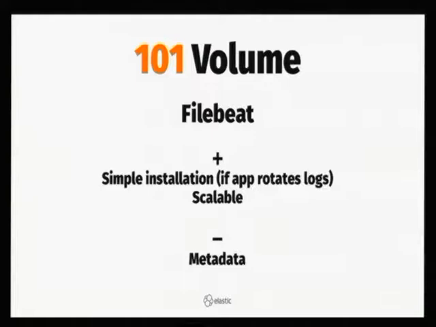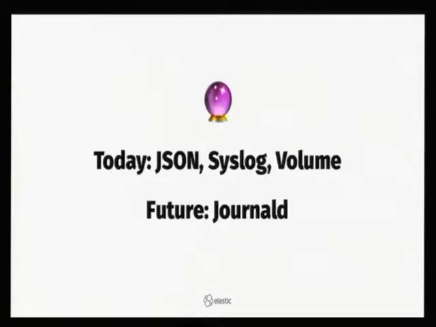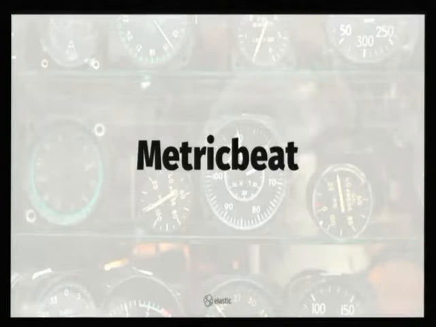And finally, luckily 101 was only binary, is you just mount a volume. If your application logs to something, you write to that mounted volume and have FileBeat collect the whole thing. Major downside is you're losing metadata. So today, the best option is generally JSON, syslog, or logging to a volume. In the future, once we support journald, it's probably journald. That's kind of looking into our glass ball and seeing what will the future hold.